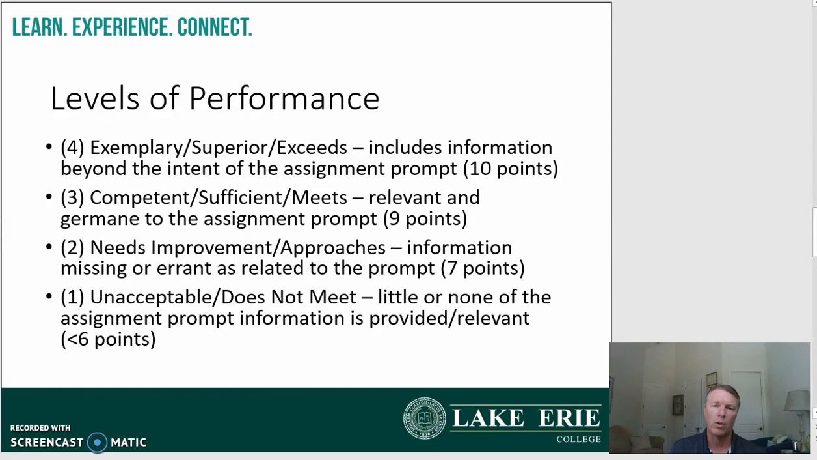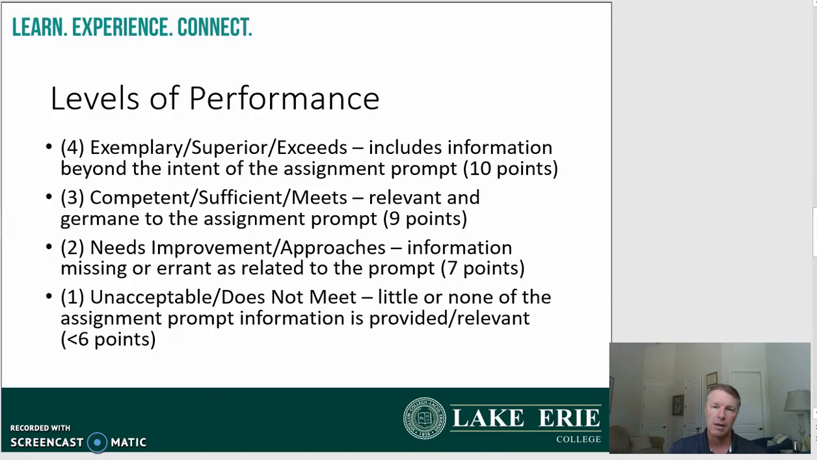So whether you call this exemplary performance, superior, or exceeds, all 3 are typically used interchangeably, and the definition here is just it includes information beyond the intent of the assignment prompt. So this student went above and beyond what was expected of them, and it was clear and evident. They would receive the A+, 10 points, 10 out of 10, 100% grade application for that exemplary performance.